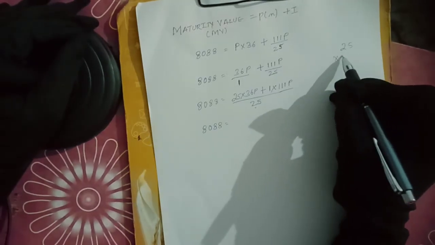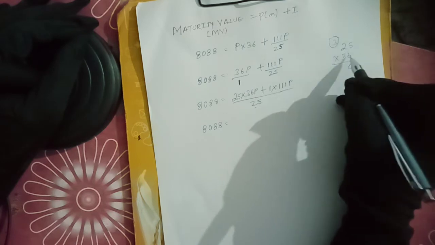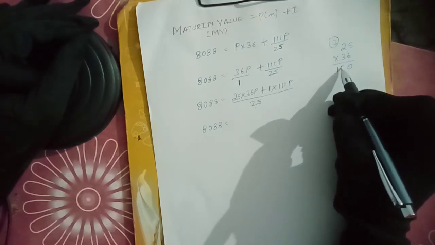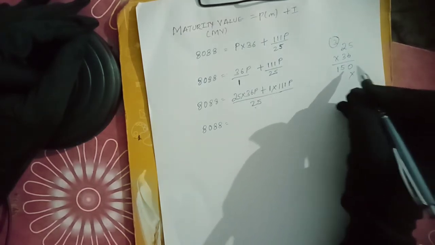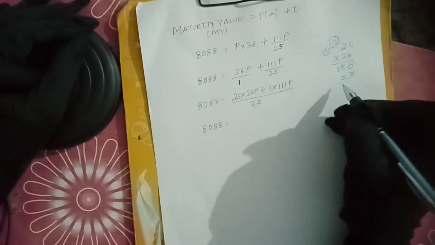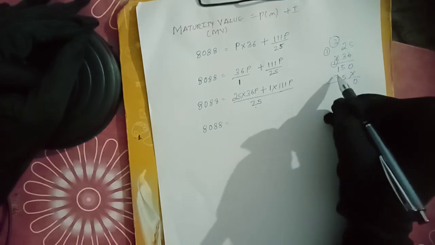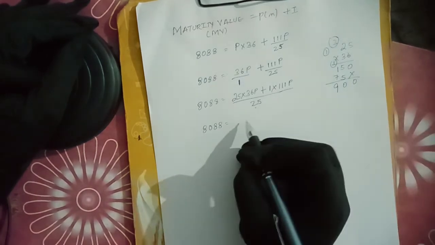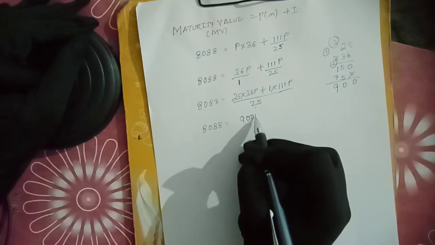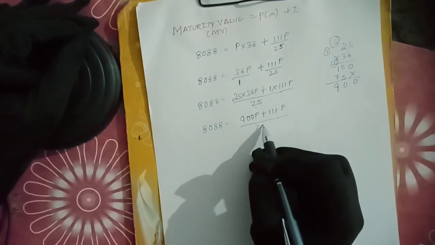25 into 36. 6 5s are 30, 3 carry. 6 2s are 12, plus 3 is 15, right? 3 5s are 15, and 1 carry. 3 2s are 6, plus 1 is 7. So 0, 0, 1 carry, and 900. So we're getting 900P plus 111P by 25.